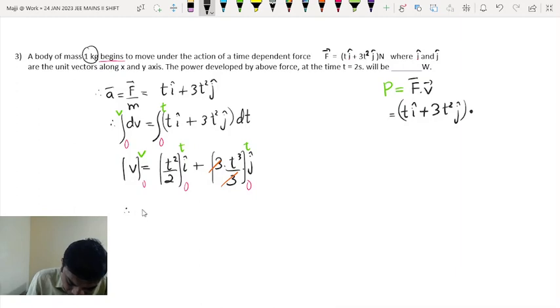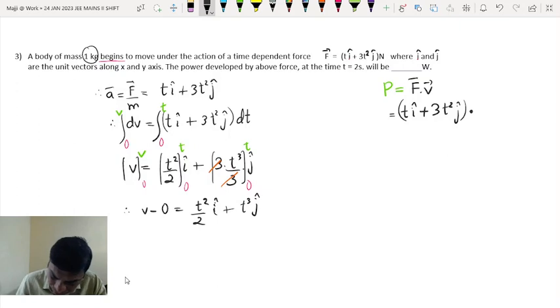So when you substitute the limits, you have upper limit minus lower limit, and here also t square by 2 i cap plus t cube j cap. So velocity vector is t square by 2 i cap plus t cube j cap.